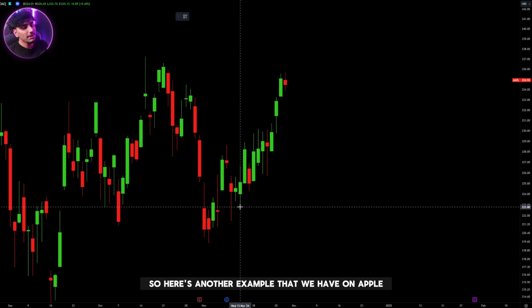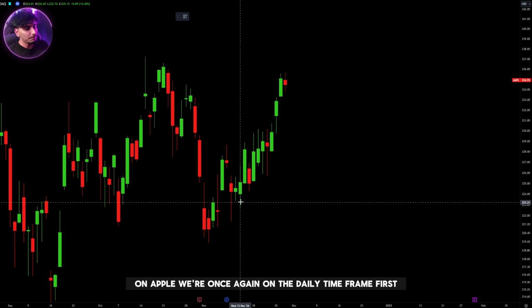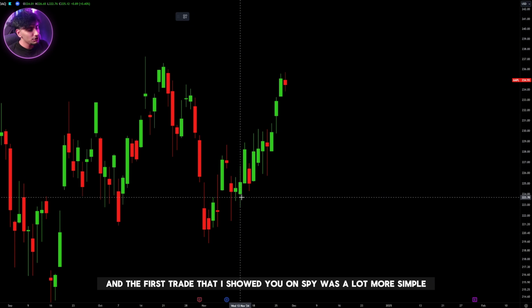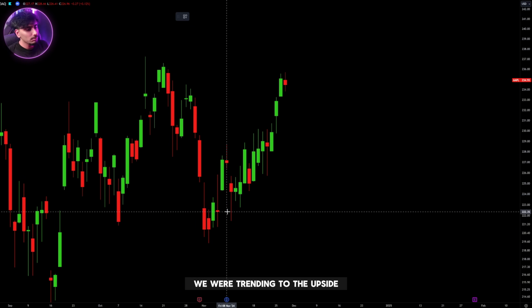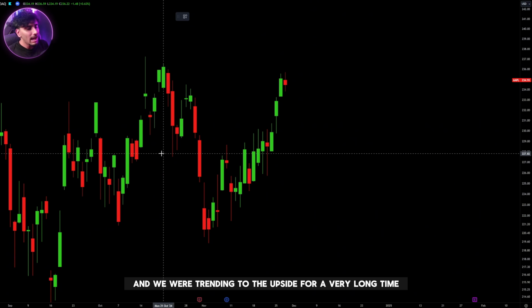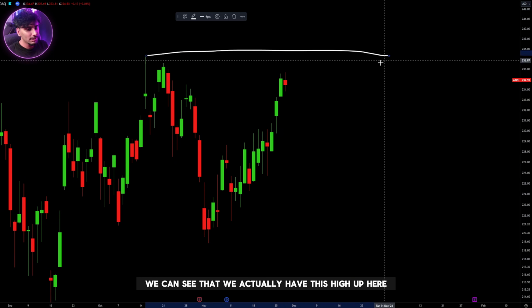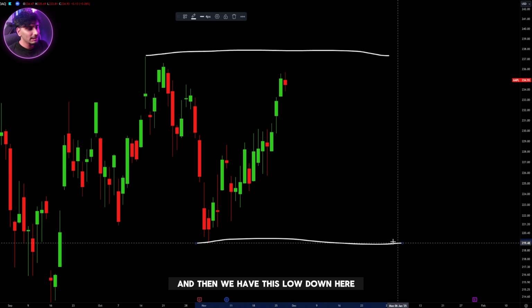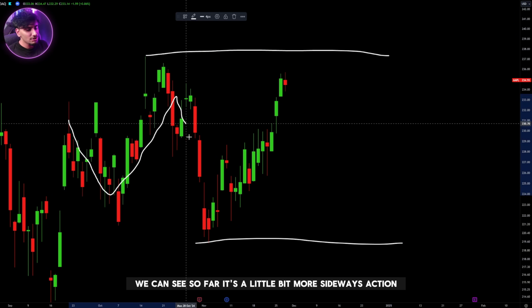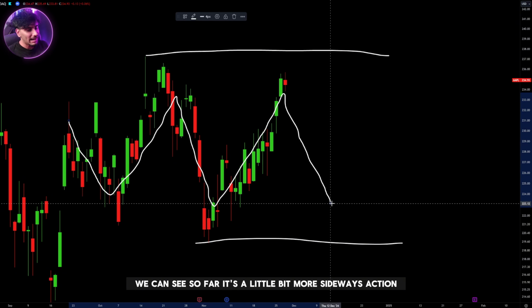All right, so here's another example that we have on Apple. On Apple, we're once again on the daily time frame first, and the first trade that I showed you on SPY was a lot more simple because on the higher time frame we were trending to the upside, and we were trending to the upside for a very long time. However, on Apple here, we can see that we actually have this high up here, and then we have this low down here, but in between we can see so far it's a little bit more sideways action.